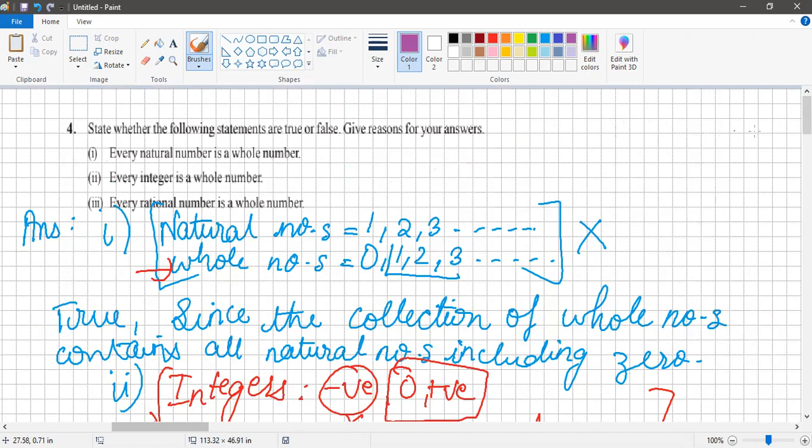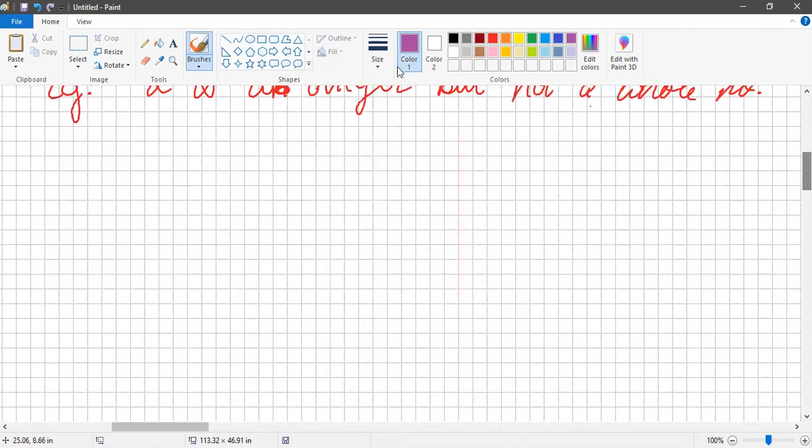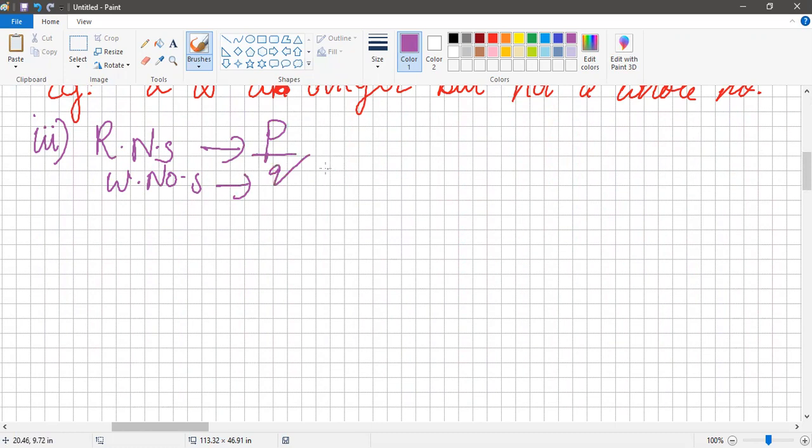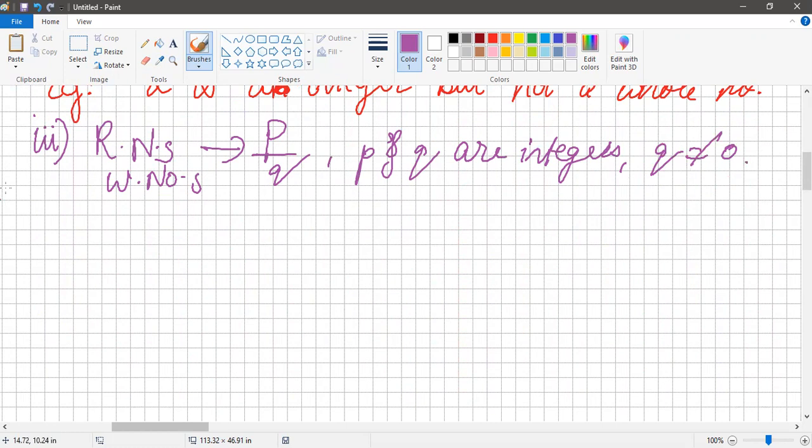Every rational number is a whole number. So what are rational numbers, and what are whole numbers? We know rational numbers are those numbers which can be expressed in the form p by q, where p and q are integers and q is not equal to 0. Whole numbers, on the other hand, start from 0, 1, 2, 3. The question says that every rational number is a whole number.